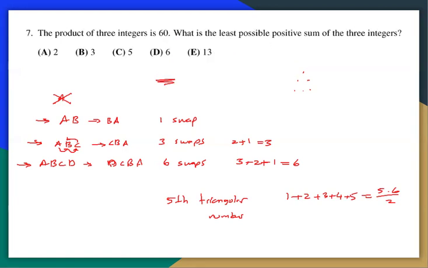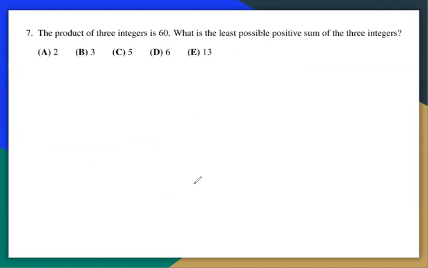Okay, number 7. The product of 3 integers is given as 60, and we want to find the least possible positive sum of these integers. We have to be careful because it says the sum has to be positive, but it doesn't mean the numbers should be positive. We can have some negatives as well, maybe all negatives. So it depends on the problem.